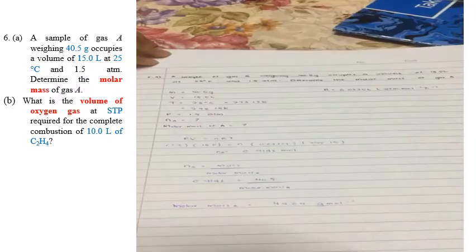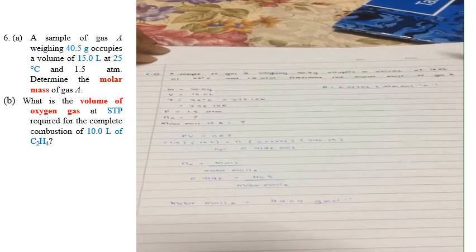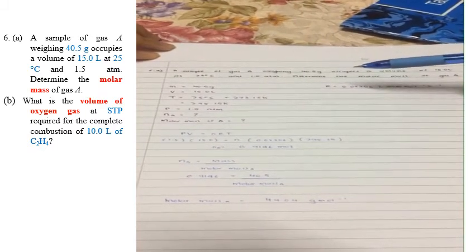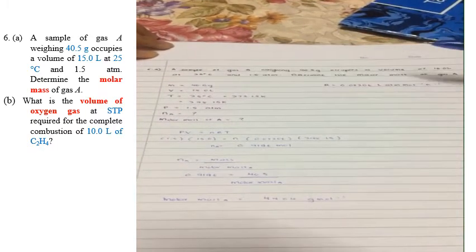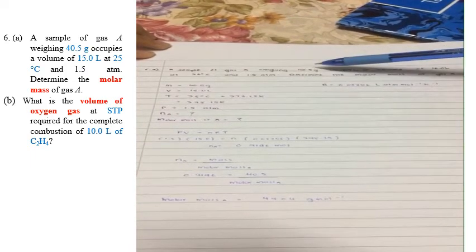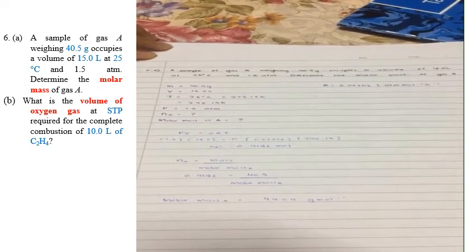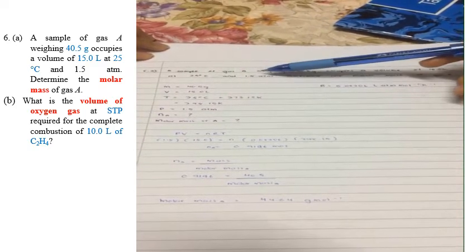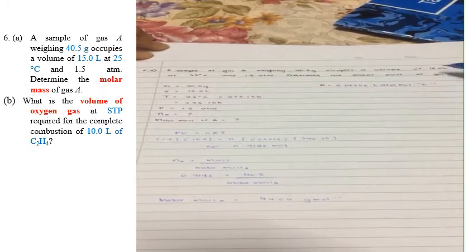Thank you. Hi, good evening. In this video, I will explain how to answer tutorial question chapter 5, number 6A and B. So for 6A, a sample of gas A weighing 40.5 gram occupies a volume of 15 liter at 25 degrees Celsius and 1.5 atm. Determine the molar mass of gas A.